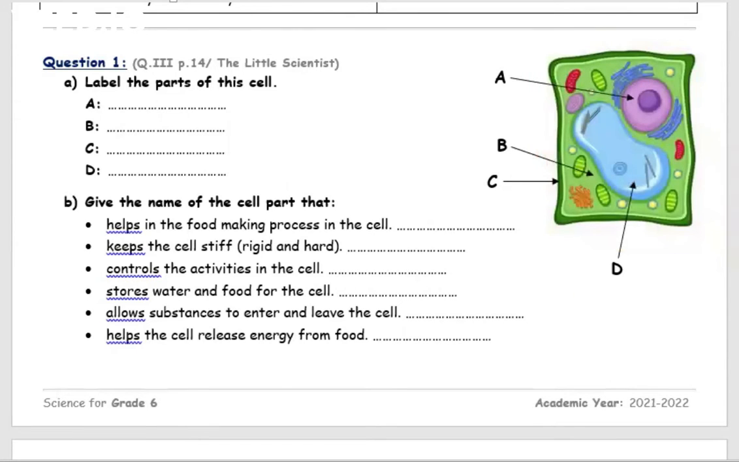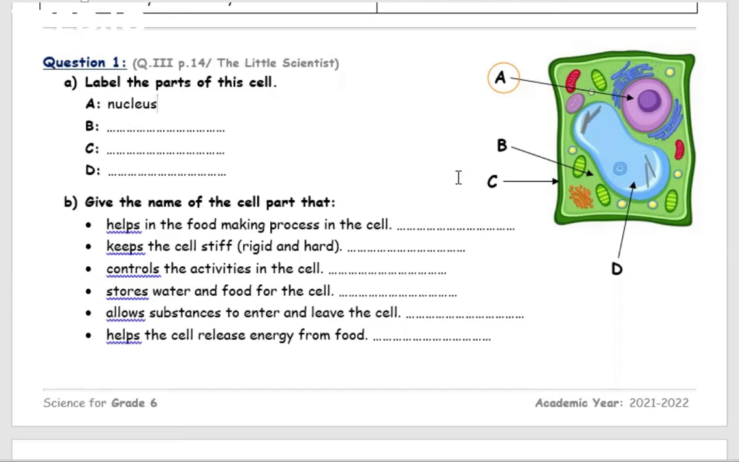Part A, label the parts of this cell. A is the control center of the cell. It is in the center. It is the nucleus of the cell. So here is the nucleus.